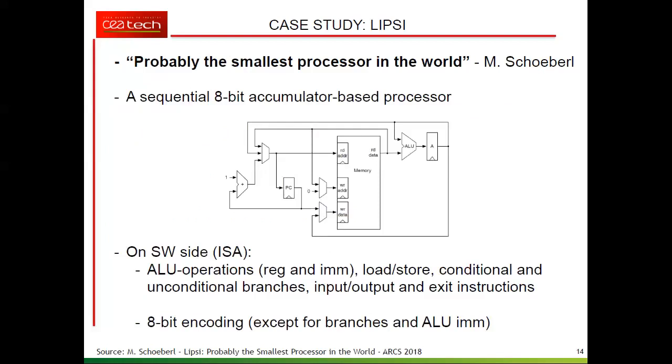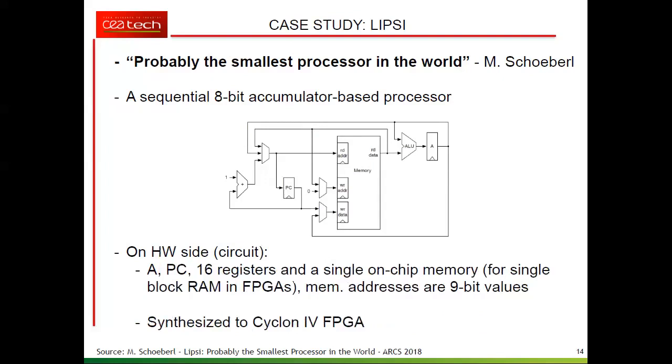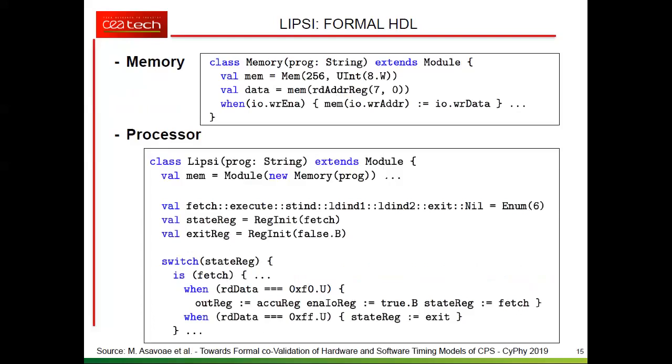As an example, we consider probably one of the simplest processors, the smallest processor in the world, by Martin Schoeberl, who is giving a talk in around half an hour. It is a sequential 8-bit accumulator processor. On the software side, the ISA has a basic subset of operations: load, store, conditional and unconditional branches, ALU operations, and so on. On the hardware side, you have the accumulator registers and, of particular interest because I'll be using it in examples, a single on-chip memory, which is split in two, part for the code and part for the data.